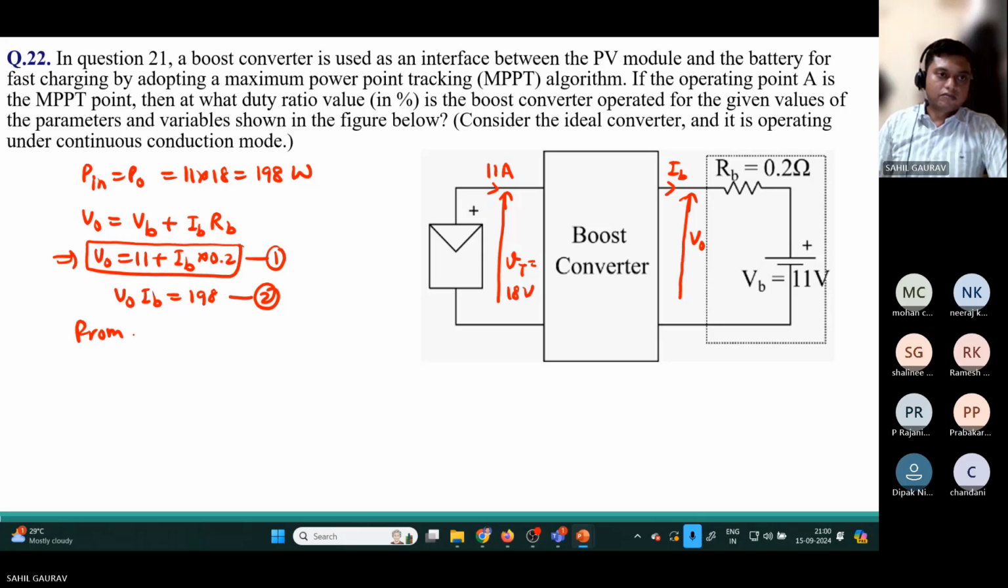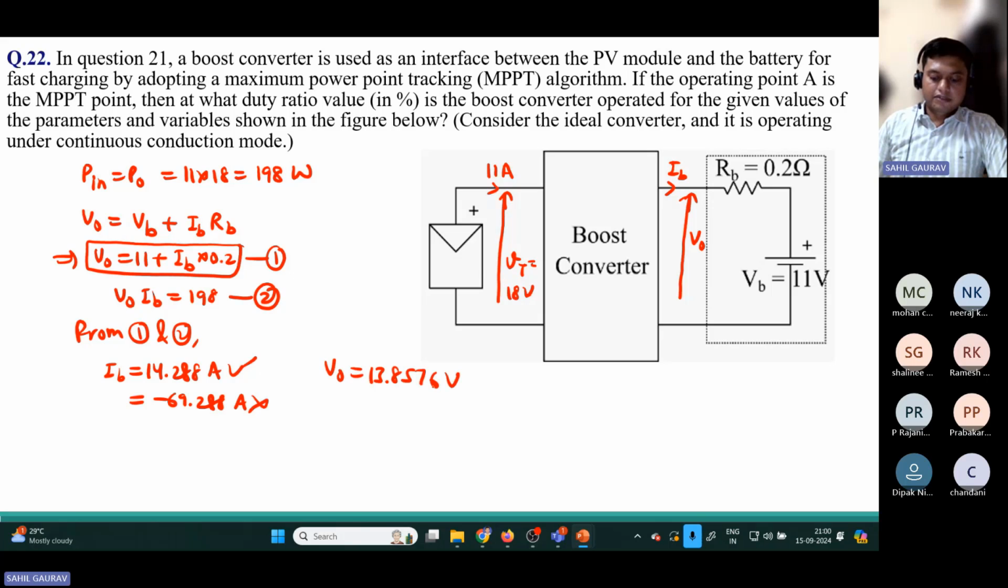So from the first and second, you will get IV equal to 14.288 ampere. Two values you will get; minus 69 you will also get, but it is not feasible. So you will get V naught as 13.8576 volt. Therefore, you can find the duty ratio. So from here, you will get duty ratio 0.2062 or 20.62%.